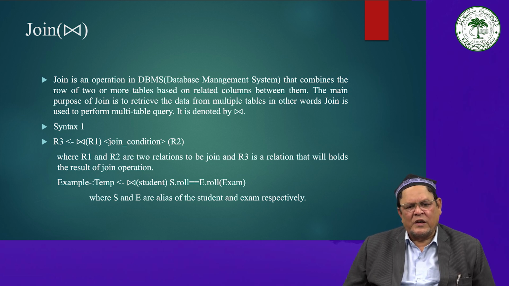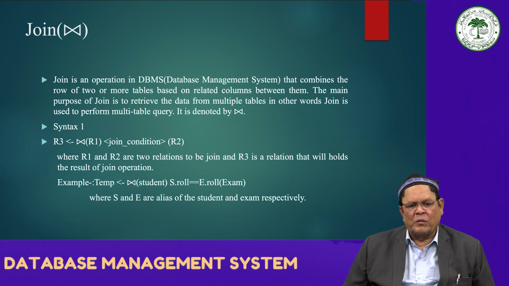Join operation typically involves matching rows from one table with the rows from other tables based on a common column or condition known as the join predicate.